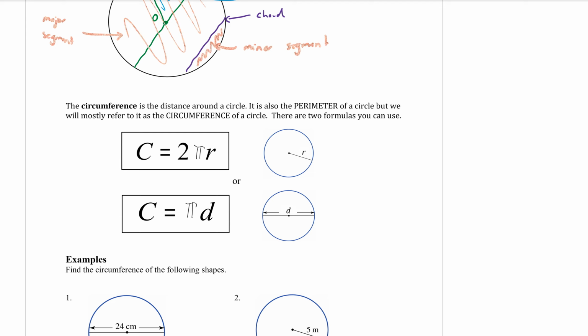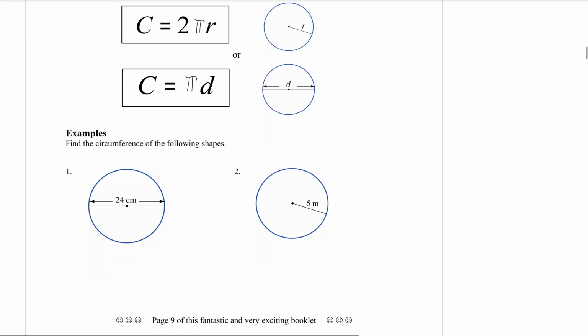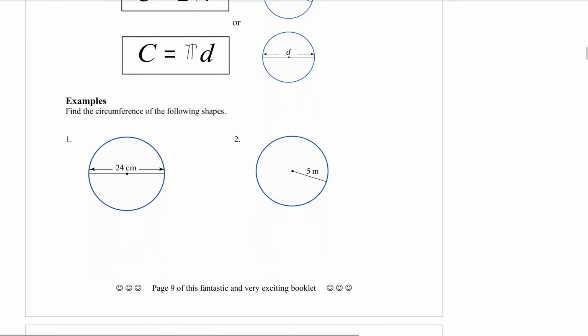So we now want to find the circumference of some circles, which again, remember, is just the perimeter of the circle. We have two formulas. C equals 2 pi r if we're given r for the radius, or C equals pi d if we're given d for diameter. So look at the question and see what you've been given to work out which formula to use.